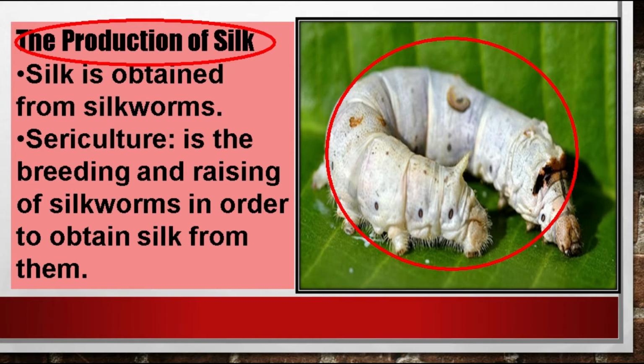And students, sericulture is the process of breeding and raising of silkworm in order to obtain silk from them, and it basically starts by raising silkworms and then processing the fibers they produce. Students, the silk fibers that are obtained from silkworms are combined into silk thread, and the thread can then be twisted into silk yarn or woven into silk cloth.